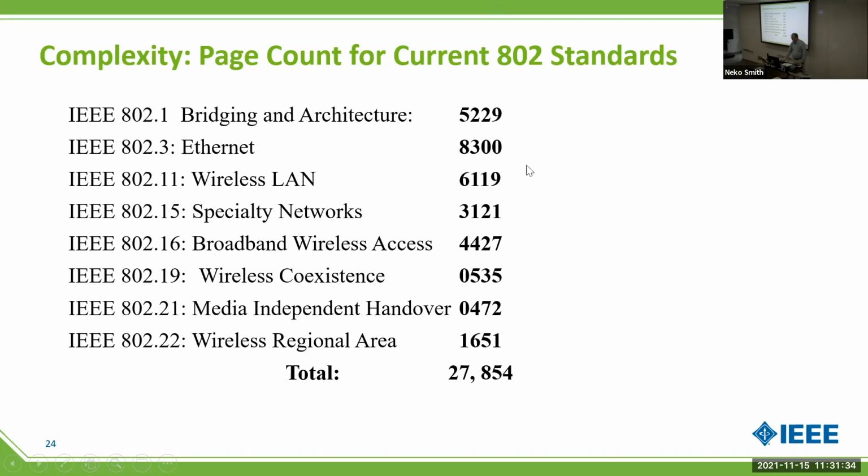And what happens is there's a base standard, like the 802.3 Ethernet standard. There's a base standard, then let's stick with the wireless LAN. There's a base standard that's 6,000 pages long. 11be might be 1,000 pages, that'll amend the base 802.11.